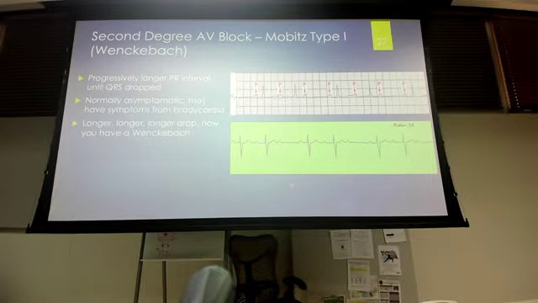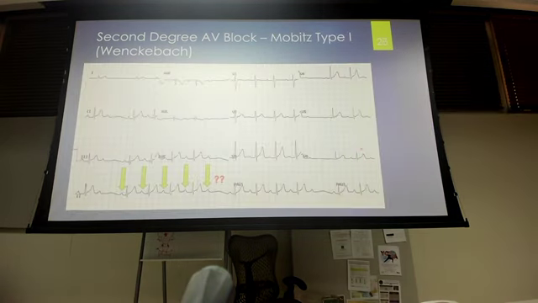Just a saying to help you remember, longer, longer, longer drop must be a Wenckebach. So it's getting progressively longer to the point we have a P wave, no QRS, and then it'll go back to PQRS, but those PR intervals are going to consistently get longer. This is an example of a second degree AV block, Mobitz type 1, also called the Wenckebach.